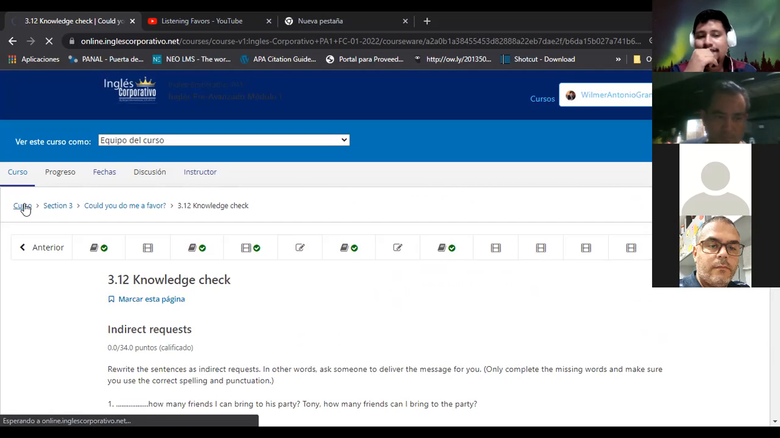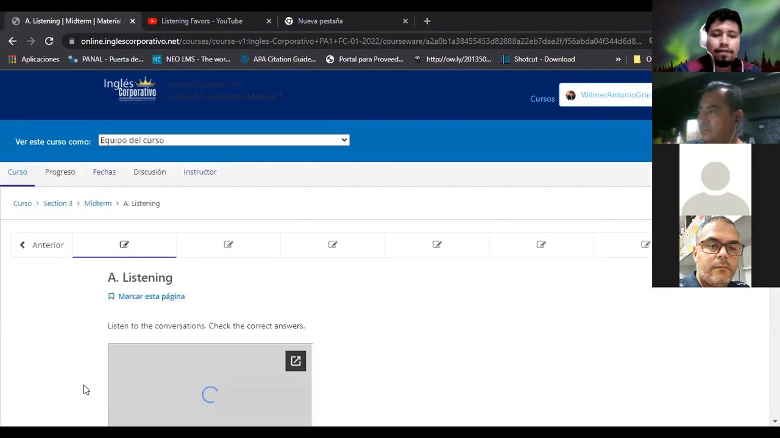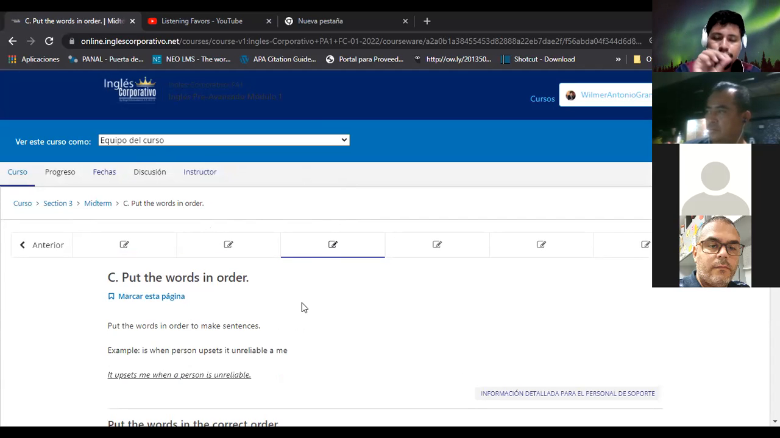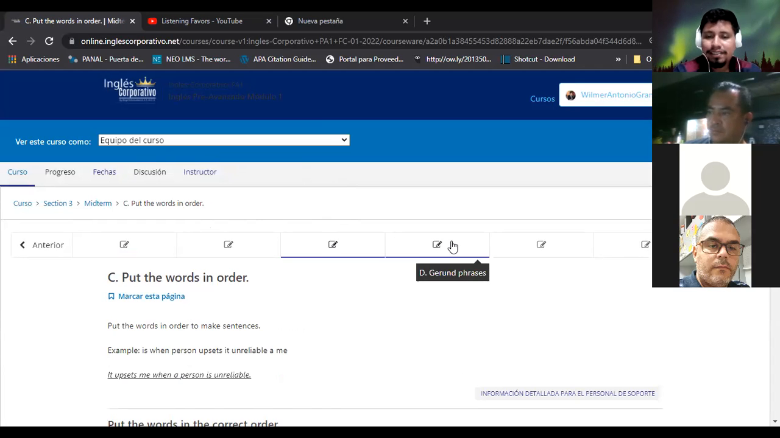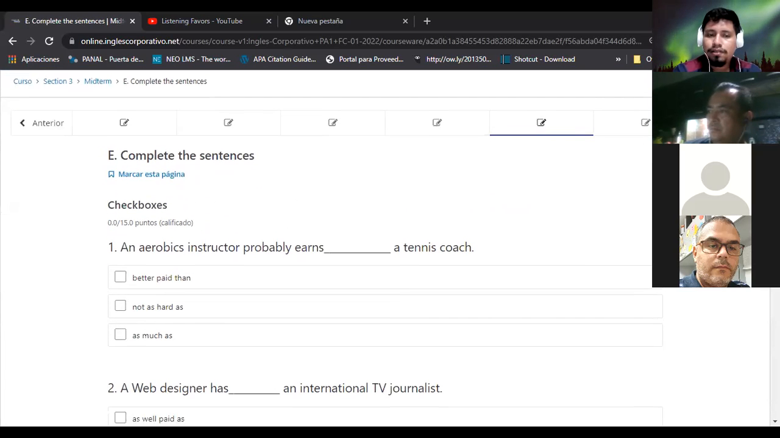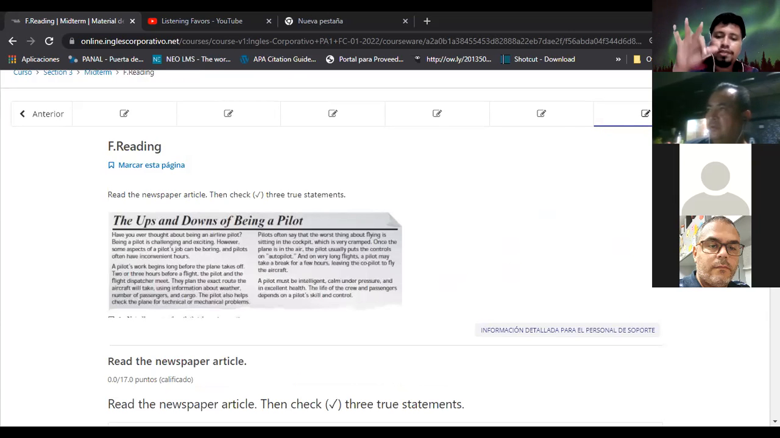But in section number three, we had something else. In section number three, we have a meter and it has six different exercises. In each of these, we have the listening part, we have grammar structures, and we have some activities to scramble or to write some words. It's going to be the writing part. Then we have some other topics like the gerund phrases. This is writing part two. The last one, no, this is not the last one. The section E, the exercise E, in this case is just multiple choice questions. And the last one is a reading part. So we have three different types of exercises there: listening, writing, and reading. So after you finish that, we are able to go through section number four.